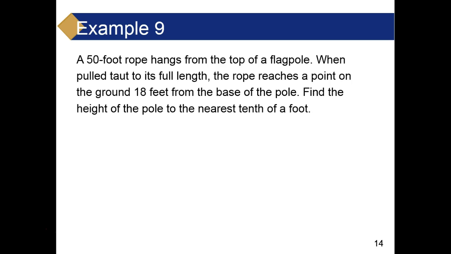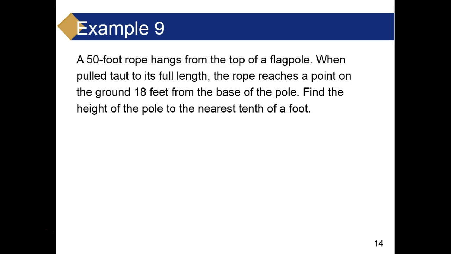So the rope reaches a point on the ground 18 feet from the base of the pole. You remember where the pole is, right? All right. Find the height of the pole to the nearest tenth of a foot. That means Chris is going to have to climb the pole with a measuring stick and come down. No, we're not going to do it that way. We're too lazy. Yeah, Chris may not be, but we are. Okay, we're going to find an easier way to do this. How do you think we're going to do that?